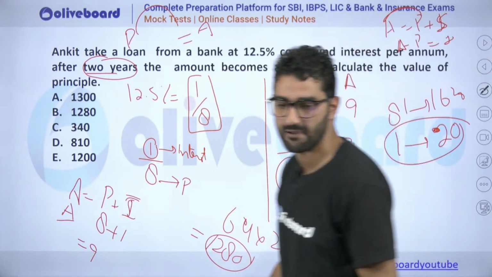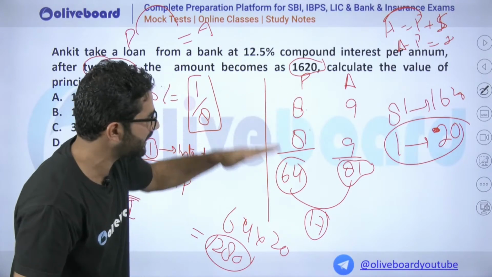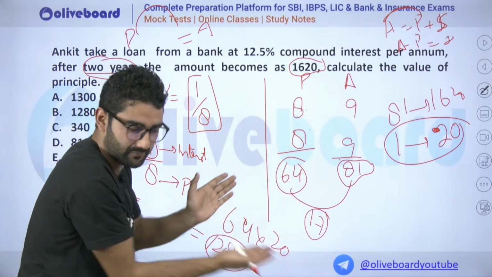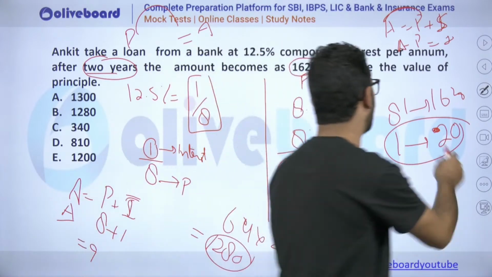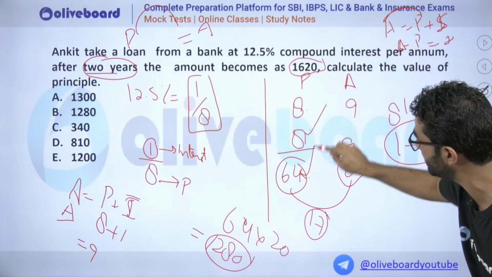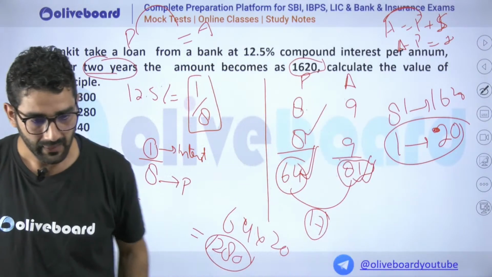Hope it is clear. If not, I will tell you. This is the fastest way you can solve. If this is for 3 years, 8, 8, 8, 9, 9, 9. If they ask about the compound interest, you can calculate. If they ask about the value of principal, you can calculate by this. Hope it is clear.